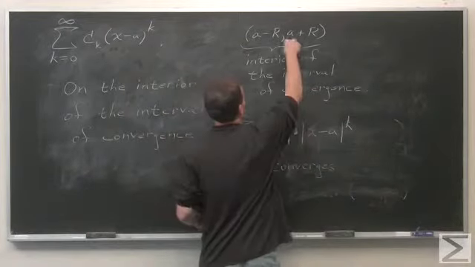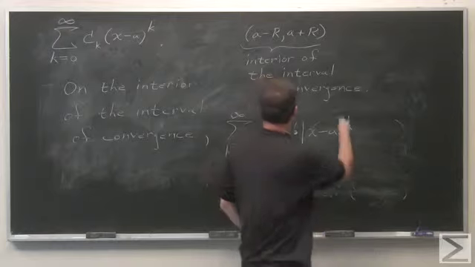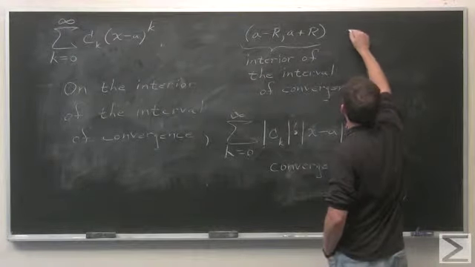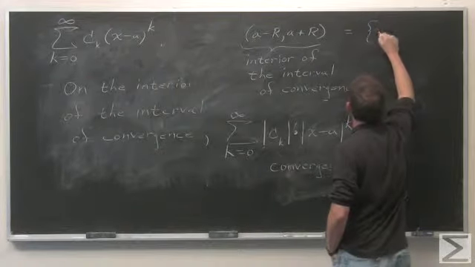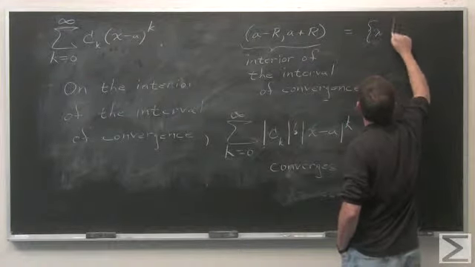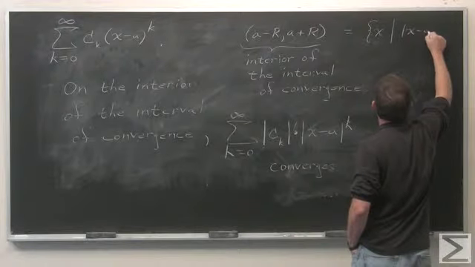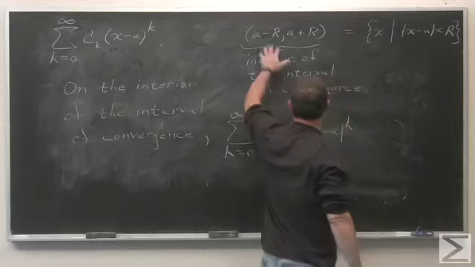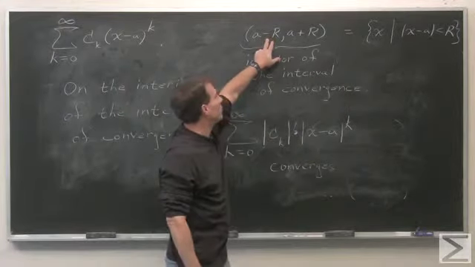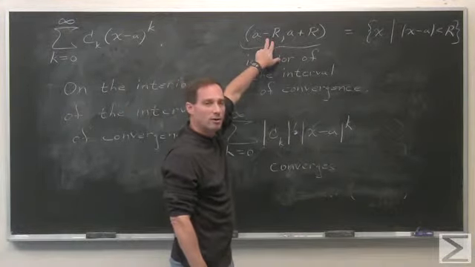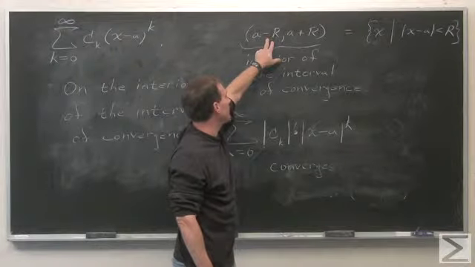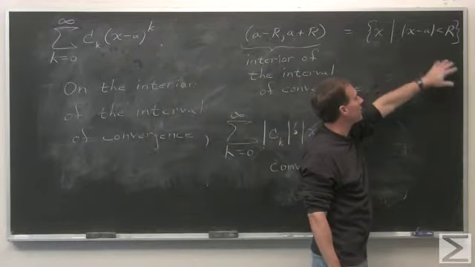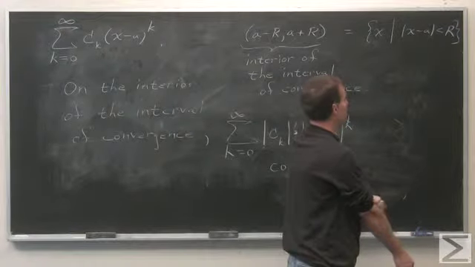I keep writing the interval of convergence, or the interior of the interval of convergence, like this. This interval is the same as the set of those x's such that the absolute value of x minus a is less than r. The x's that are in here are the ones that are within r of a, so their distance from a is less than r. Well, that's the absolute value of x minus a. It's where the absolute value of x minus a is less than r.